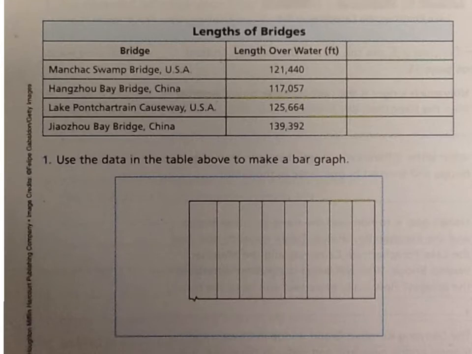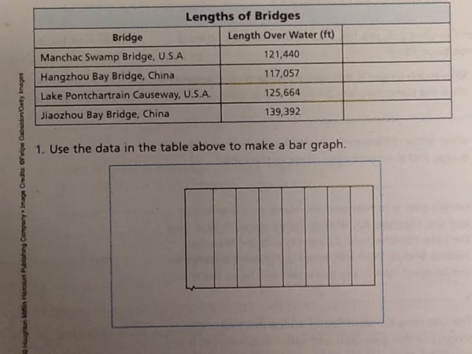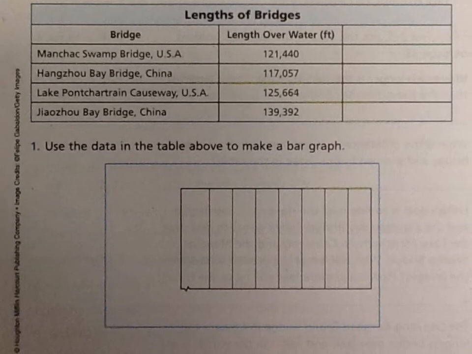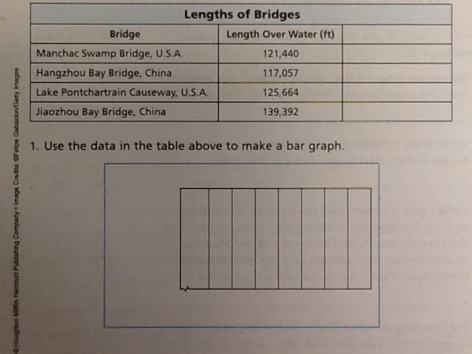This talks about 4 different bridges and the length they have over water, using feet. The Manchac Swamp Bridge in USA, the Hangzhou Bay Bridge in China, the Lake Pontchartrain Causeway in USA, and then Jiaozhou Bay Bridge, China. I know I didn't do a good job pronouncing all those, but this is math, so it's okay if I messed up a couple words.